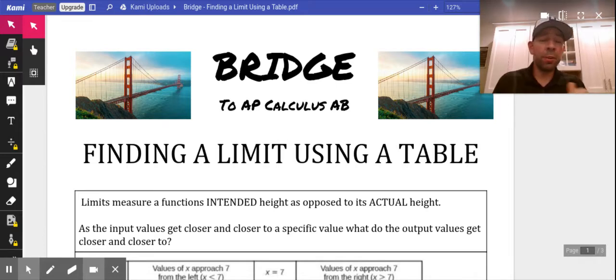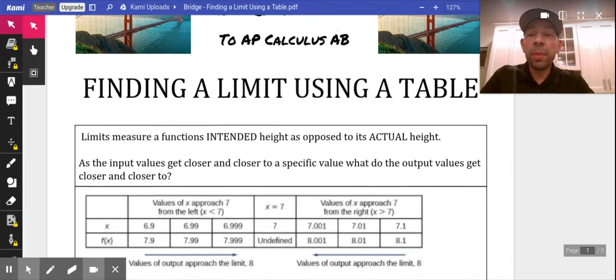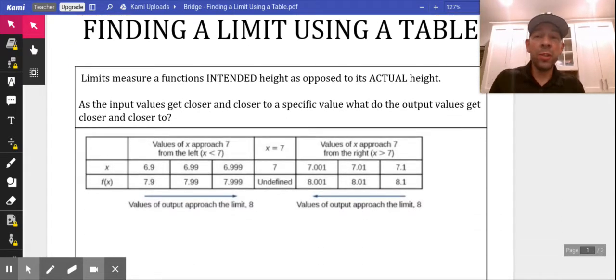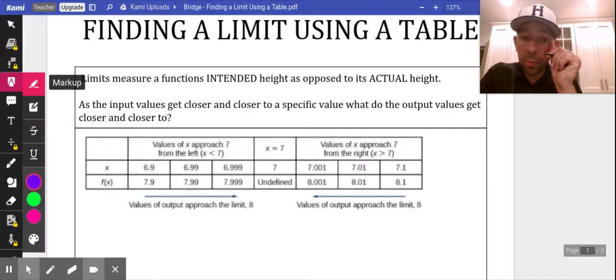And it doesn't matter whether it's graphical or tabular or algebraic. It's taking the same information and just organizing it and presenting it from a slightly different perspective. So again, our definition is a limit measures a function's intended height, not its actual height. And of course, as the input values get closer and closer to one specific value, what do the output values get closer and closer to? So organized in this table, we're going to talk about, what is the limit as x approaches 7, right?